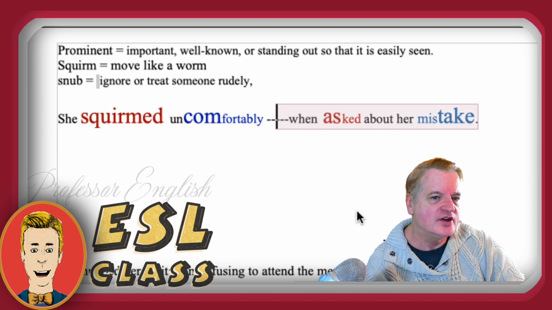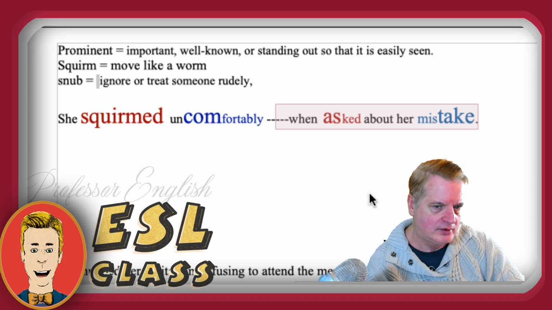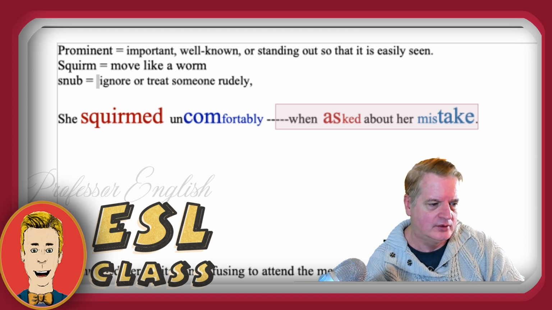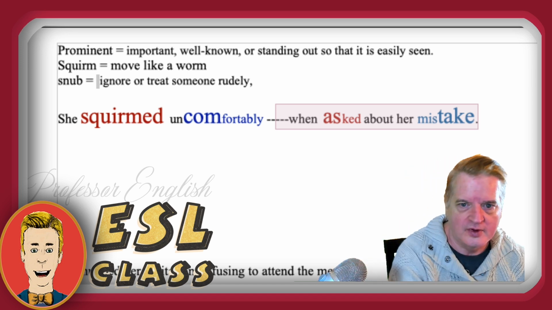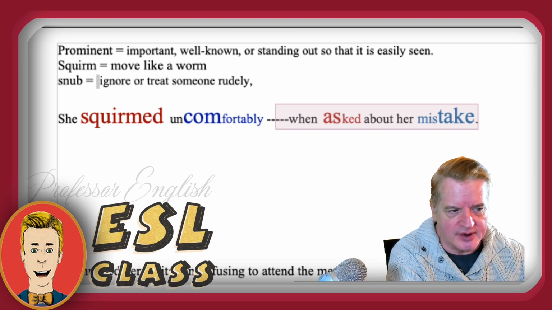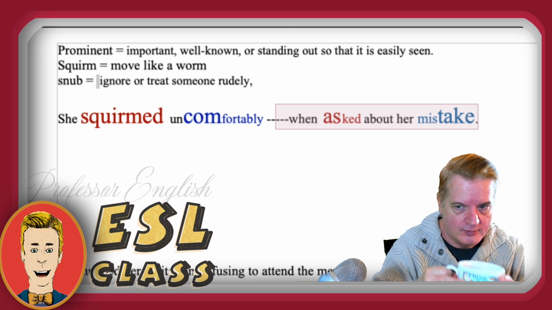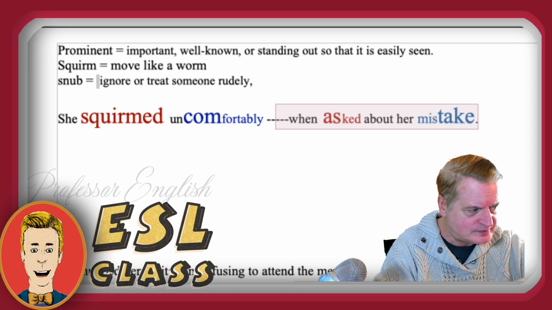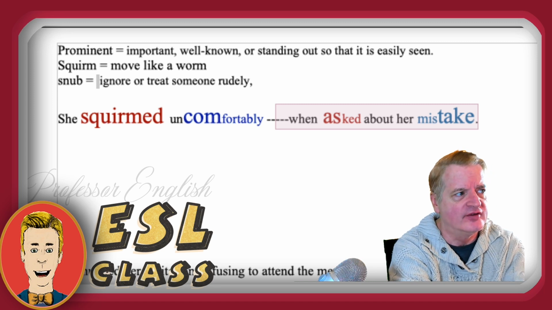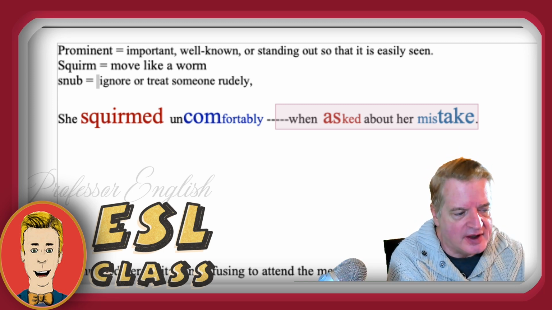So, when asked about her mistake, she squirmed uncomfortably when asked about her mistake. Can you make a why she squirmed uncomfortably question? Why did she squirm uncomfortably? What is the most important word in that question?